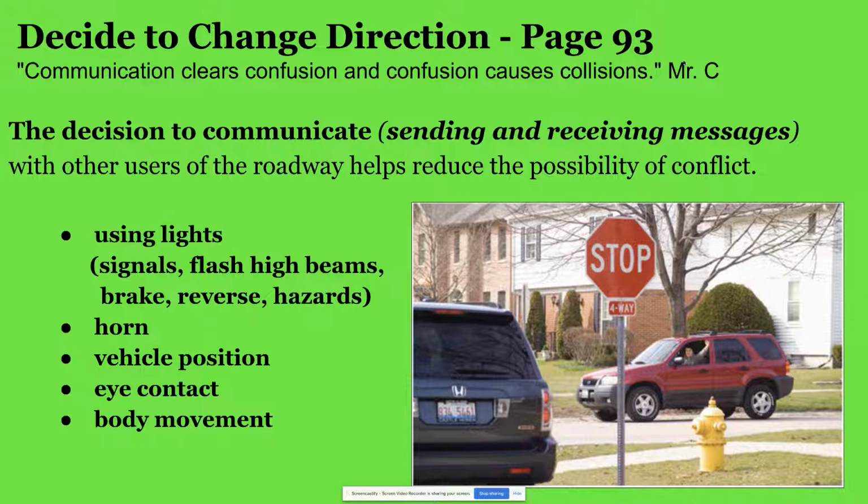The other element is changing direction, and to do so, you may have to make the decision of how to communicate. As you see on the slide, it says communication clears confusion, and confusion causes collisions. That's what we want to do, is to avoid collisions. I believe there's no such thing as an accident. Things just don't happen. Things happen because of confusion between roadway users. So we're going to help you understand how to send and receive those messages to help reduce any possibility of conflict with other roadway users.